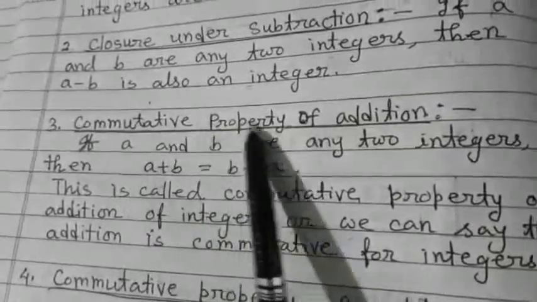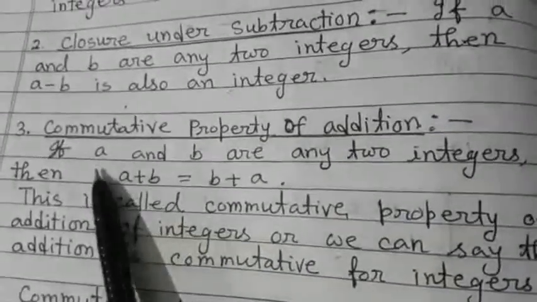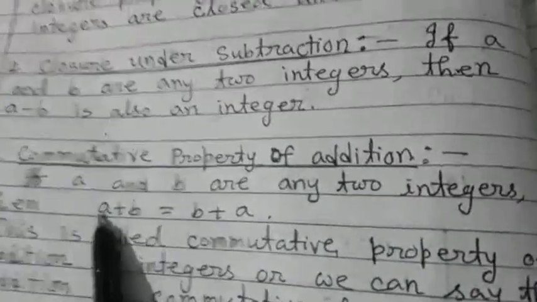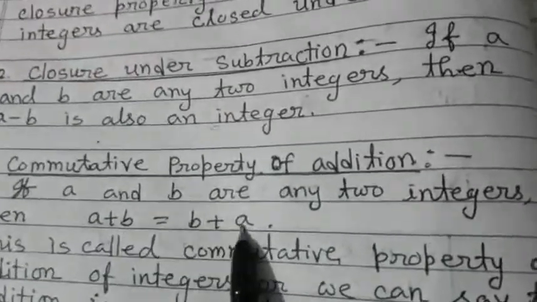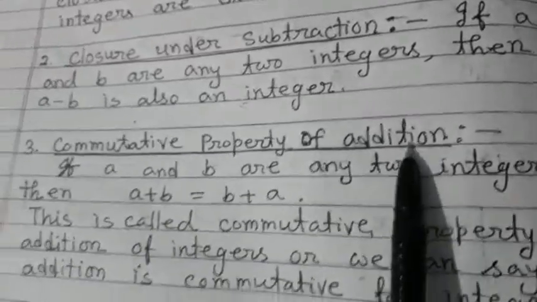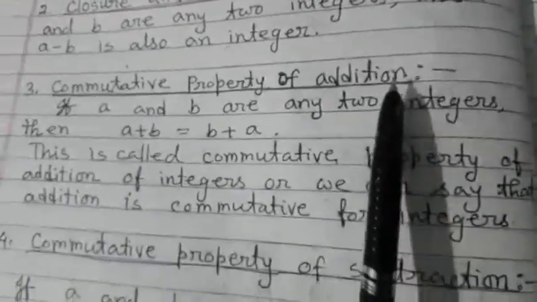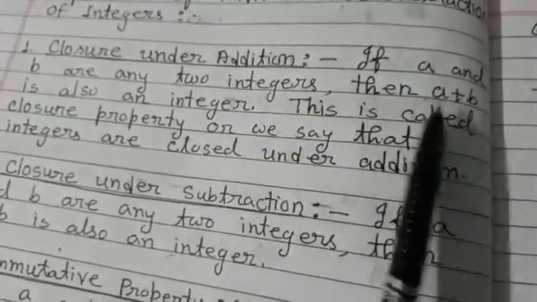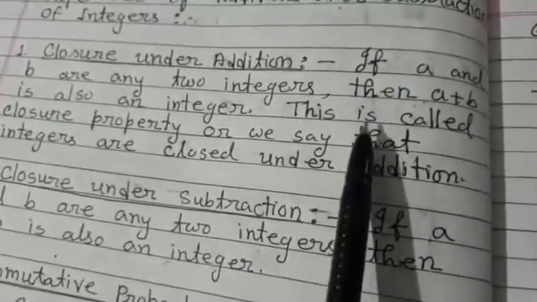Number 3, commutative property of addition. Commutative property of addition is what? If a and b are any two integers, then we can write a plus b equals b plus a. We already know about this, and this is called the commutative property of addition.